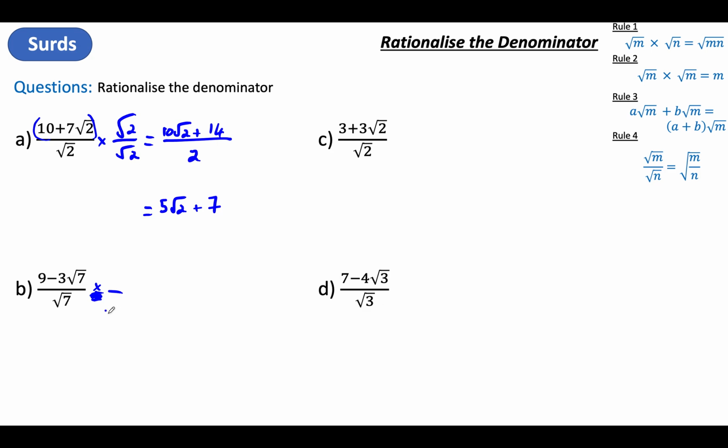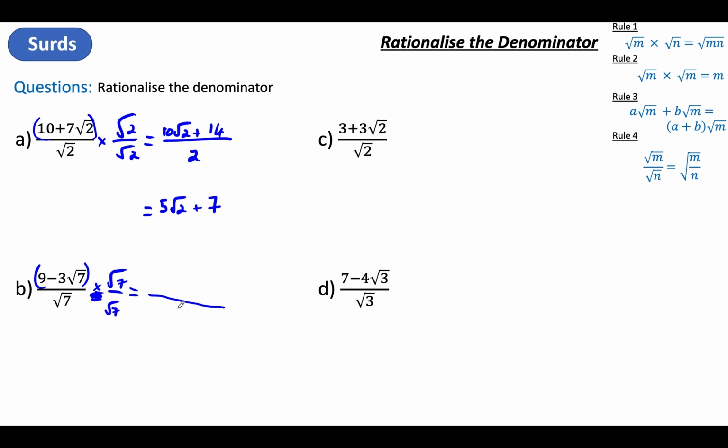Right, and that's times this one by root 7 on the bottom and root 7 on top. But I'm going to keep in mind that it needs to be multiplied by all of it. So I'm going to put it in a bracket to help me visualize it. Right, root 7 times root 7 is 7.